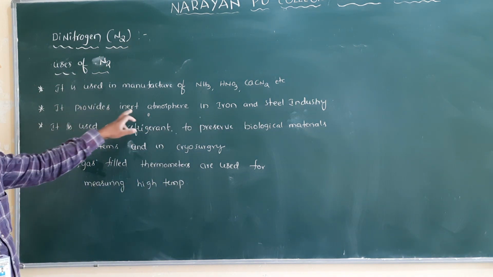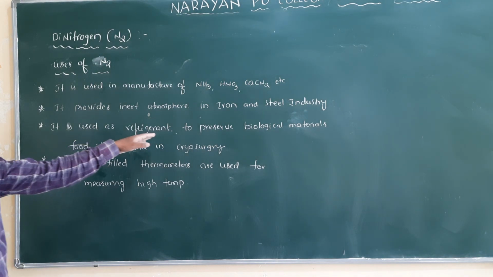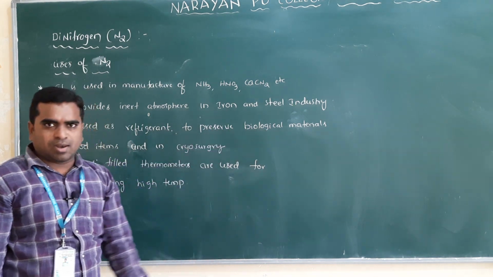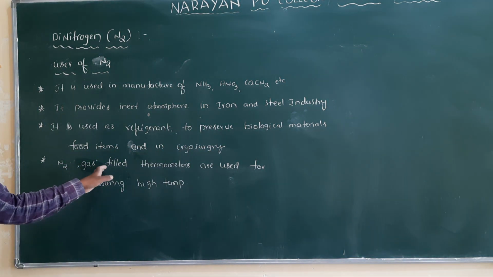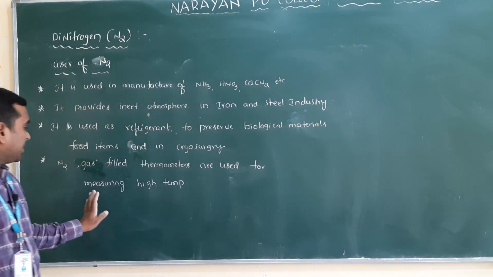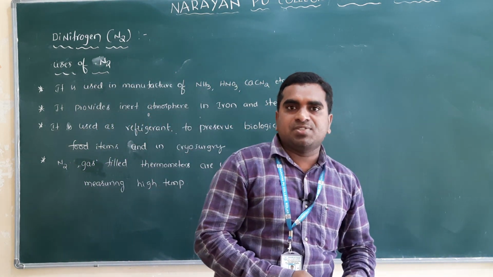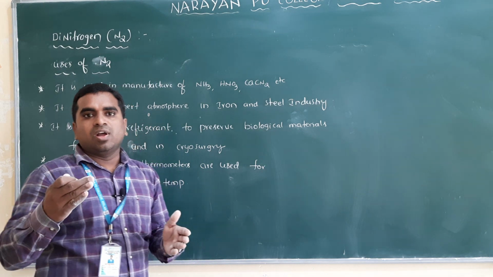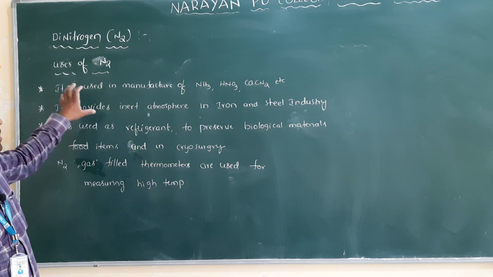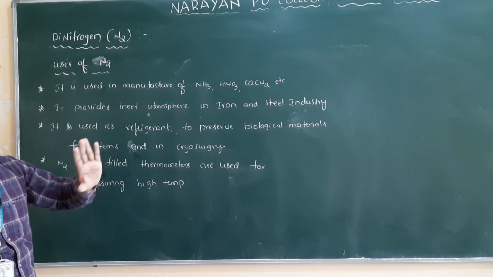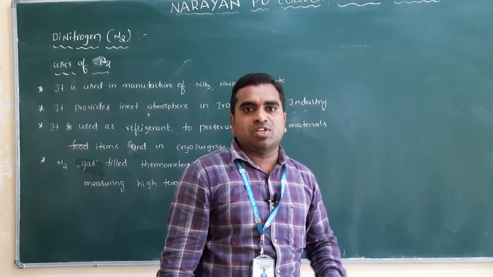This inert atmosphere is used in the iron and steel industry, and nitrogen is also used as a refrigerant to preserve biological materials, food items, and in cryosurgery. Clear? And nitrogen gas filled thermometers are used for measuring high temperatures, because nitrogen gas is unreactive, so it is filled in high temperature thermometers. These are the uses of dinitrogen. Now dinitrogen preparation, properties and uses are completed, and next we will start ammonia.